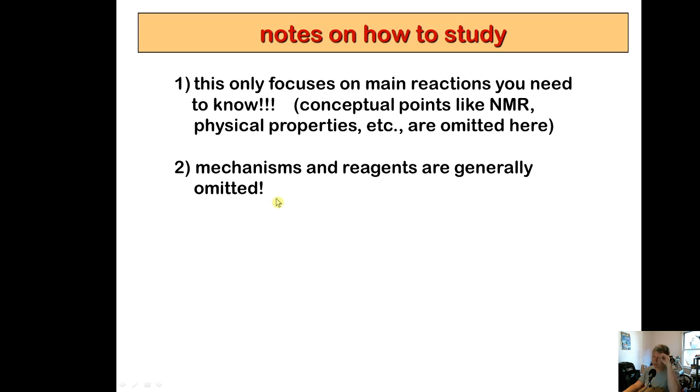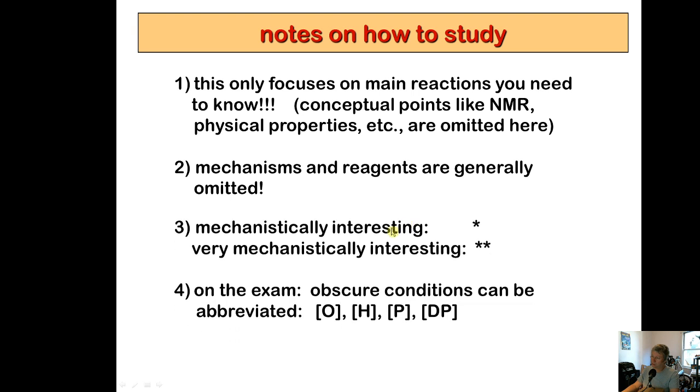For the most part in this review session, I'm not showing mechanisms and reagents, and the idea is that you can go through and do them later and review them. So this is a good review method. What I'm trying to do is show all the reactions in maybe a different organization than they were presented in class. Mechanistically interesting mechanisms might have 1 star. If it's a very mechanistically interesting reaction, there might be 2 stars.